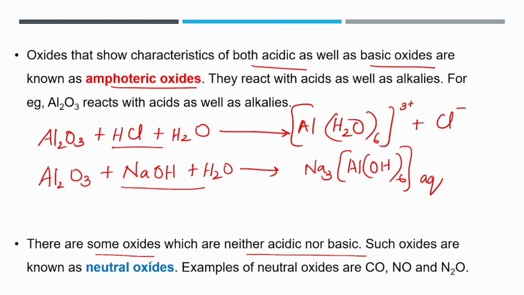Also, there are some oxides which are neither acidic nor basic. They are called neutral oxides. Examples are CO, NO and N2O. We discussed acidic oxides and basic oxides. Usually non-metal oxides are acidic in nature, and metal oxides having a higher oxidation state are also acidic in nature. We discussed amphoteric oxides and also neutral oxides.